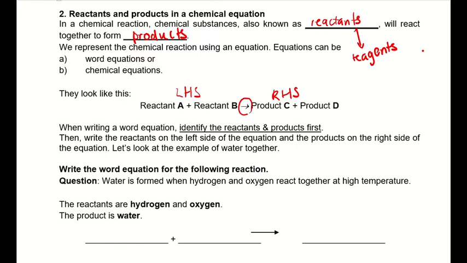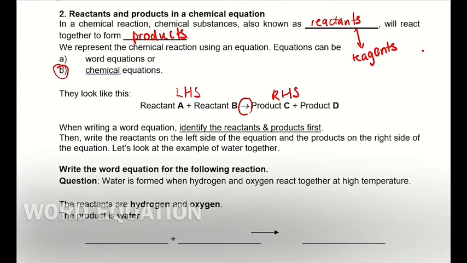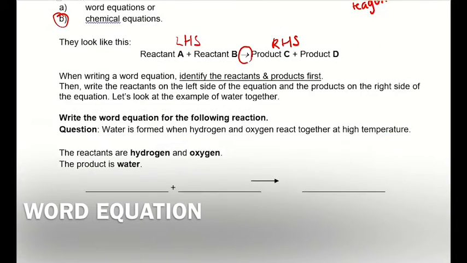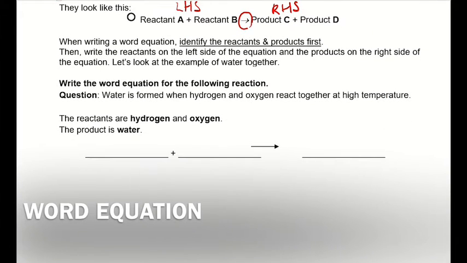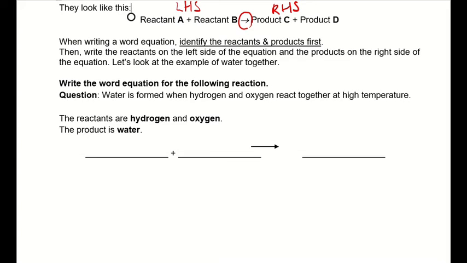So we can represent the reaction in two ways. There are two types of equations: word equations and chemical equations. A word equation is rarely used. It's only at a beginner level, whereas you're expected to write chemical equations all the time. So when they ask you to write an equation, you must write a chemical equation, not a word equation. We'll start with writing the word equation, and then from there we can go on to the chemical equation. So what does a word equation entail?